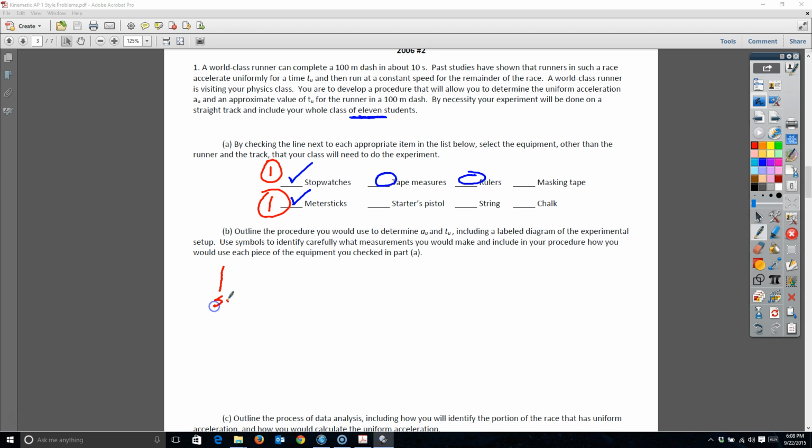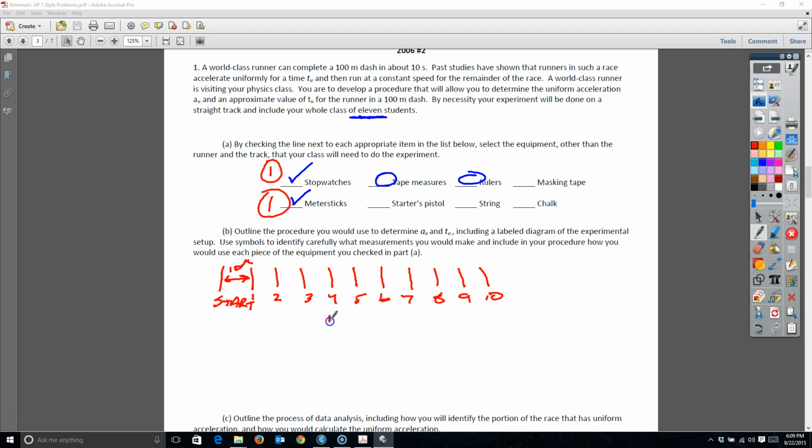So this is our start line. So we're just going to write start. And then we're going to put people 1, 2, 3, 4, 5, 6, 7, 8, 9, 10 people. Each one of our people is 10 meters apart. So we're going to put a little arrow here for our diagram, and we're going to say this is 10 meters. And then you'd want to go through and just show that these are all 10 meters also.